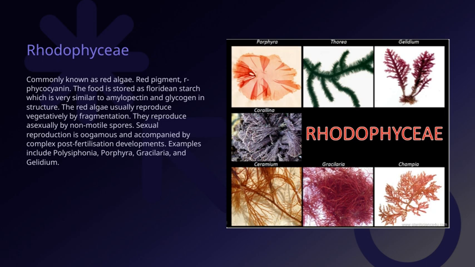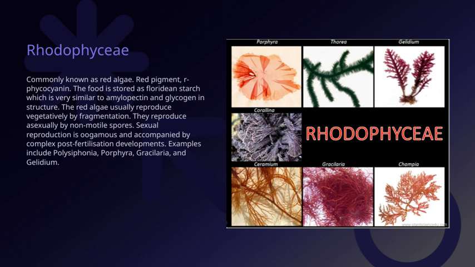Red algae mainly reproduce vegetatively through fragmentation, meaning they can simply break into parts that grow into new organisms. They also reproduce asexually using non-motile spores, which is quite efficient in stable environments. When it comes to sexual reproduction, it's a bit more complex. It's oogamous, involving a large non-motile egg and a motile sperm, and it's usually accompanied by intricate post-fertilization developments, making their reproductive cycle quite interesting.